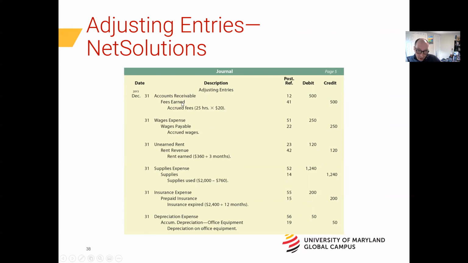So again, to help you understand this concept, adjusting entries are applied to accruals and deferrals, because we can see a lot of these are accruals and deferrals.